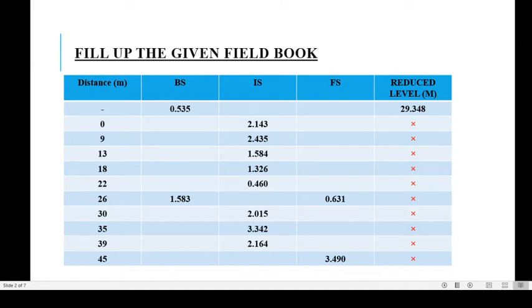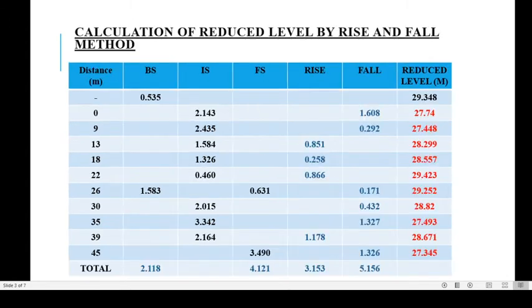Some stations are given, BS, IS, FS readings are given, and reduced level of the first station is given. We need to calculate the reduced level for the rest of the stations. So what we can do, first we will calculate the reduced level by rise and fall method.